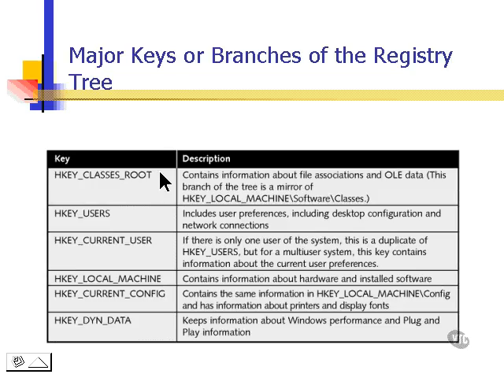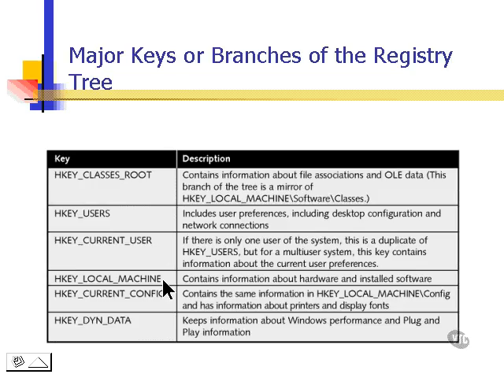HKey classes root contains information about file associations and object linking and embedding data. This is information that the system would need to use if two applications wanted to work together with each other. HKey users includes user preferences, including desktop configuration and network connections. HKey current user, if there's only one user on the system, is a duplicate of HKey users, but for a multi-user system, this would contain the information about the current user that's logged on to the system.